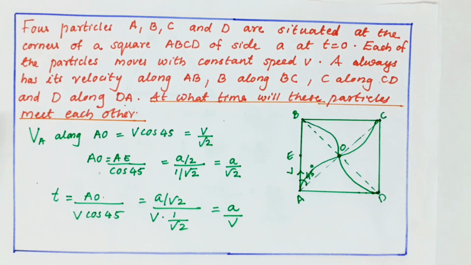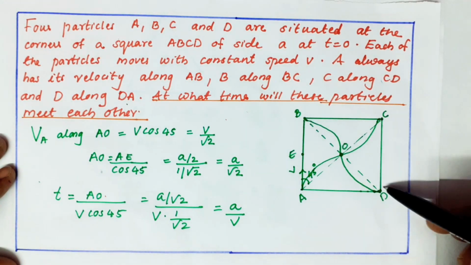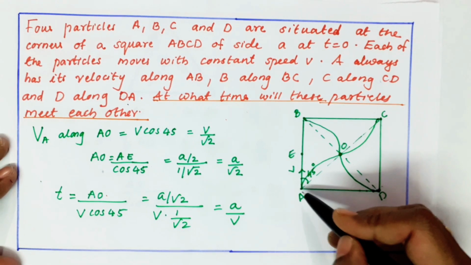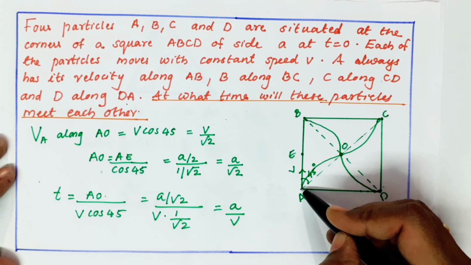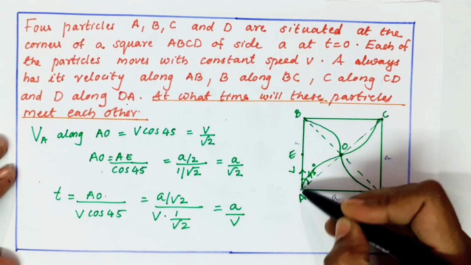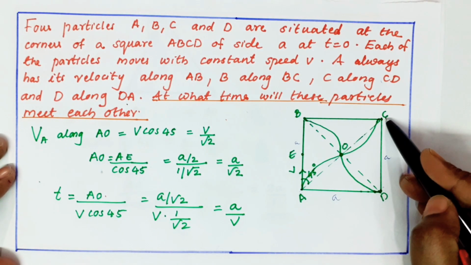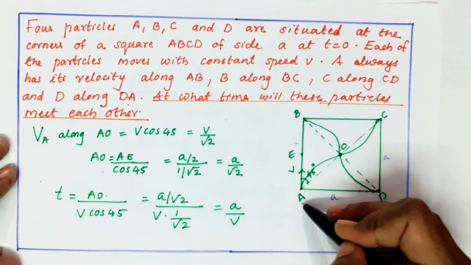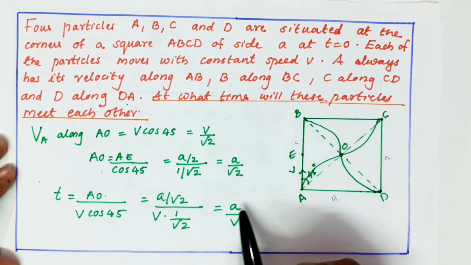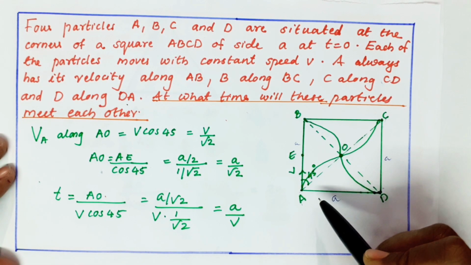This question is very important. See, 4 particles are situated at 4 corners of a square. Okay. At time t as 0, ABCD, they gave the side as a, and A particle always moves towards B. B will move towards C. C will move towards D. D will move towards A. Like that the particle is moving. With the velocity they gave v. They are asking after what time these particles meet each other.